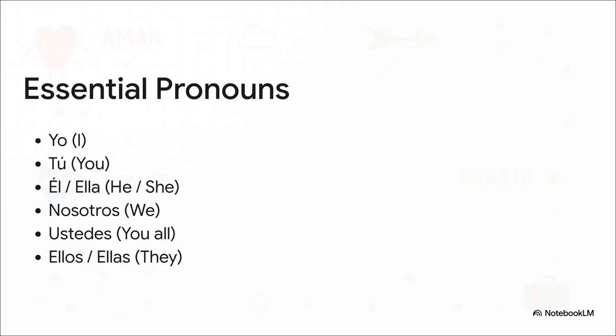So to know exactly which letters to add, we first need our actors, the pronouns. Here's the standard lineup. For the singular side of things, we've got yo for I, tú for you, and él and ella for he and she. Then, moving over to the plural side, we have nosotros for we, ustedes for you all, and ellos and ellas for they. You really want to get these mental rows locked into your brain because they dictate exactly how our verb endings are going to behave.